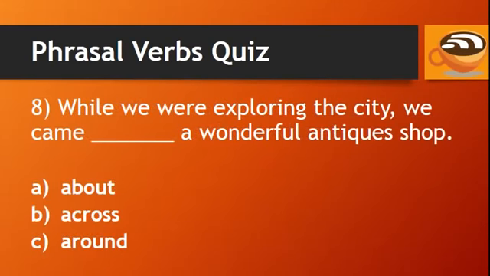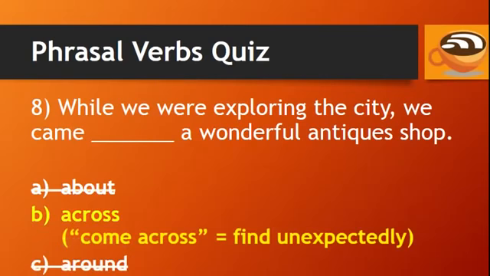Number 8. While we were exploring the city, we came... a wonderful antiques shop. The correct answer is across. The phrasal verb come across means to find something unexpectedly.